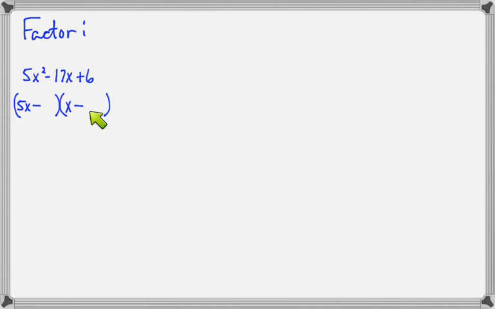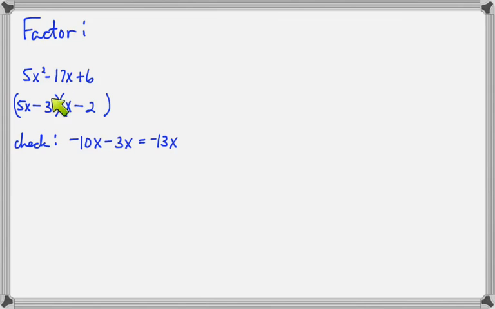Now last times last has to be 6. The only two pairs of factors that make 6 are either 1 times 6 or 3 times 2. You have to choose a pair of factors to try first. I choose 3 times 2. And this might not be the correct arrangement. I might find that I have to rearrange the 3 and the 2. So let's just check it out. Outer times outer gives me negative 10x, which I've got here. Inner times inner gives me negative 3x. Together they add up to negative 13x, which is not what I wanted.